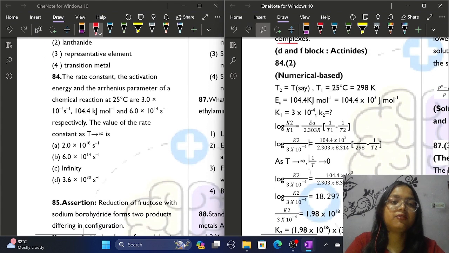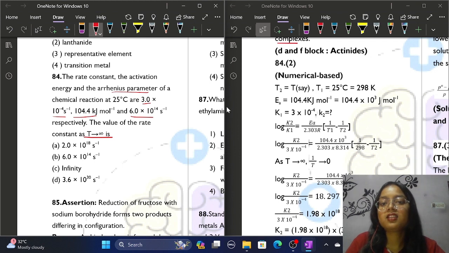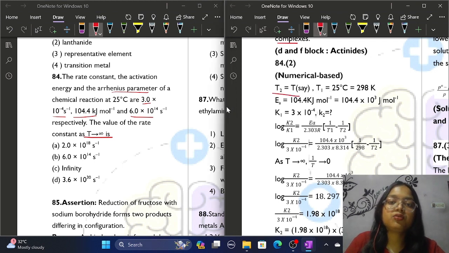For question number 84, the rate constant, the activation energy and the Arrhenius parameter of a chemical reaction at 25 degrees Celsius are 3.0 x 10^-4 s^-1, 104.4 kJ/mol and 6.0 x 10^14 s^-1 respectively. The value of the rate constant at T tends to infinity is. So let's say T2 is equal to T and T1 is given as 25 degrees Celsius. So we have to convert it into Kelvin. Then activation energy is given to be 104.4 kJ/mol, and on converting into J/mol, we will get this.